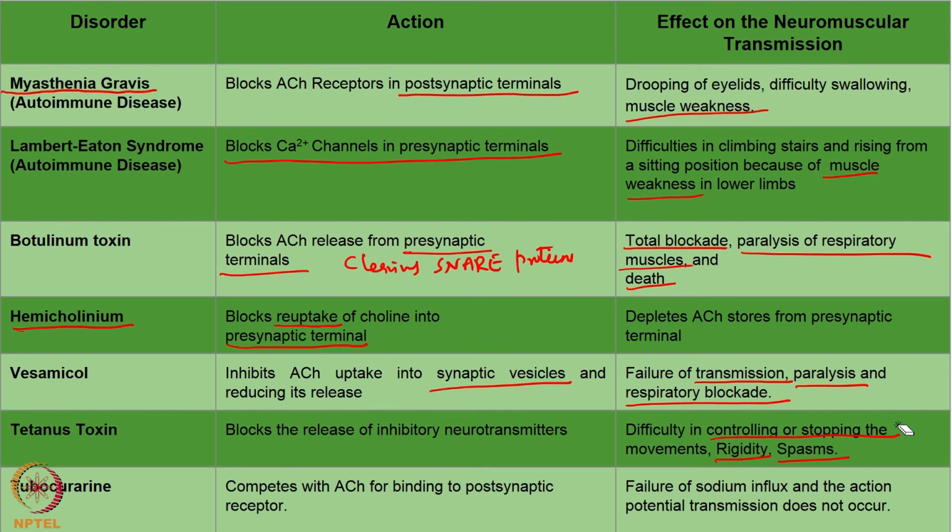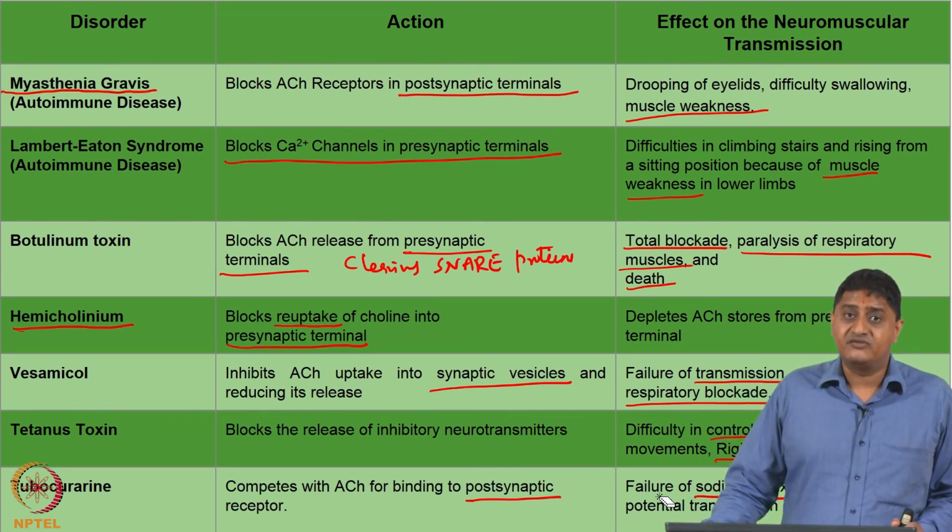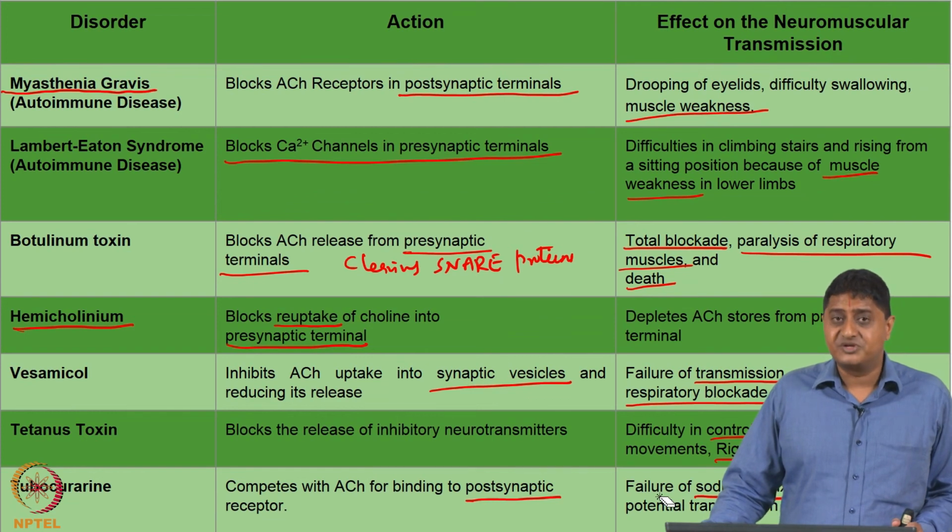sodium will not enter inside when tubocurarine is attached to the postsynaptic receptor, basically the nicotinic cholinergic receptor. This leads to failure of sodium influx and action potential transmission to the muscle, basically leading to weakness, paralysis, total blockade. Depending on the amount, it could also lead to total blockade or death due to failure of respiratory muscles, right. So, with this we come to the end of this lecture. Thank you very much for your attention.